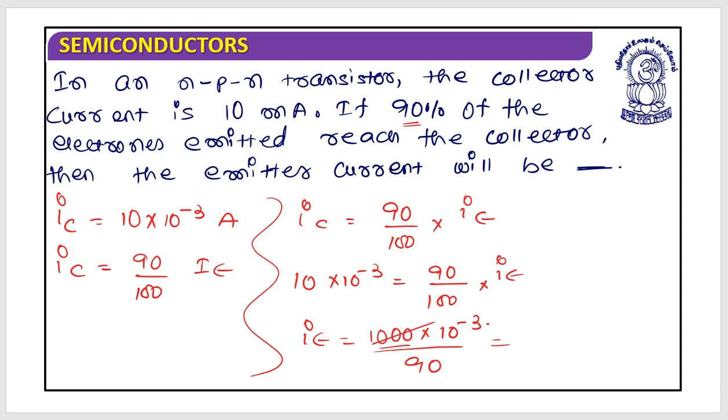So this has been gone. This is 10 to the power 3. This is 10 to the power minus 3. This is 1 divided by 90 ampere. Yes, I hope you understand this.